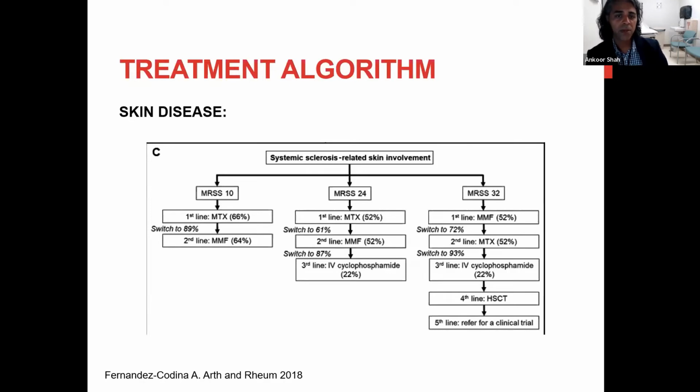So for most patients with minimal or moderate skin disease, there's pretty even use of both methotrexate and CellCept, and certainly switching to CellCept without improvement in methotrexate. For patients with more advanced disease, most would start with mycophenolate mofetil before methotrexate, but then aggressively try other treatments like cyclophosphamide and stem cell transplant. And mind you, this study was done before the approval of tocilizumab.